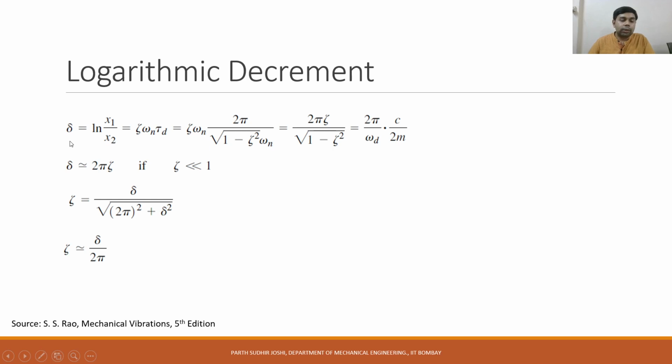So the logarithmic decrement is the quantity which is log of x1 by x2. So we can calculate that, and it is basically zeta, omega, and tau of d. So it can be derived, and if we express the quantity tau of d, or basically the time period, in terms of the damped natural frequency, then we can express this whole quantity in terms of the damping ratio zeta.